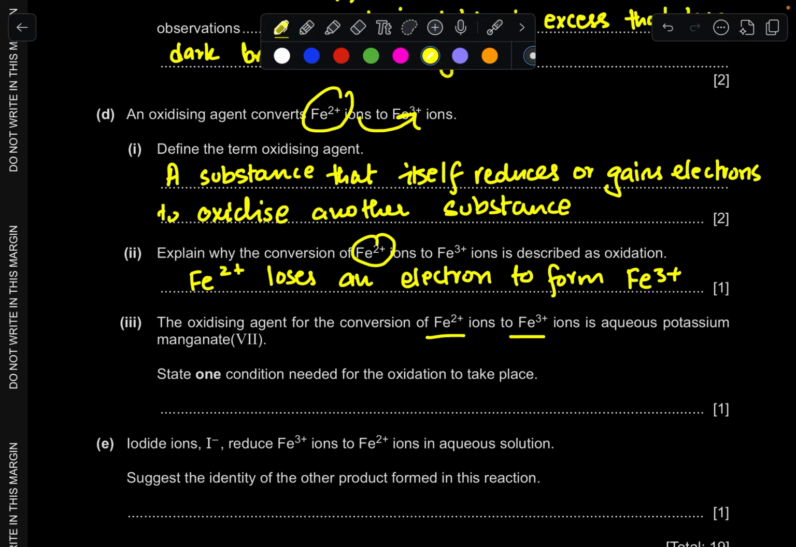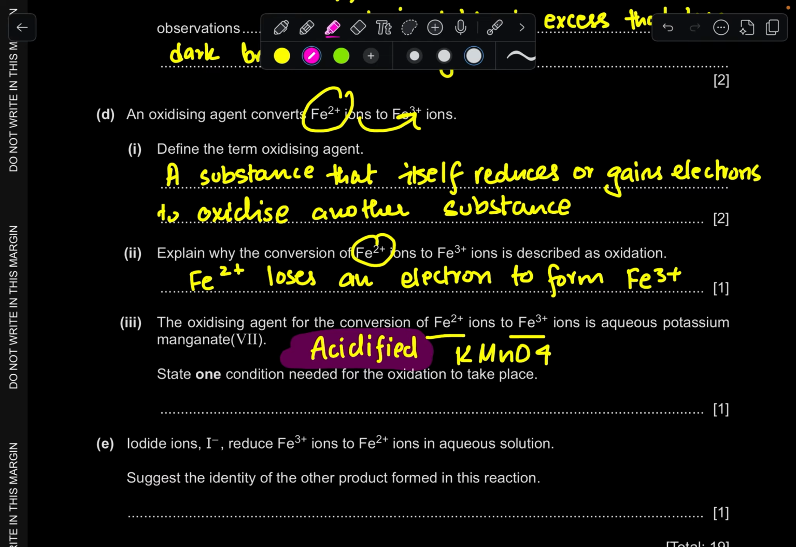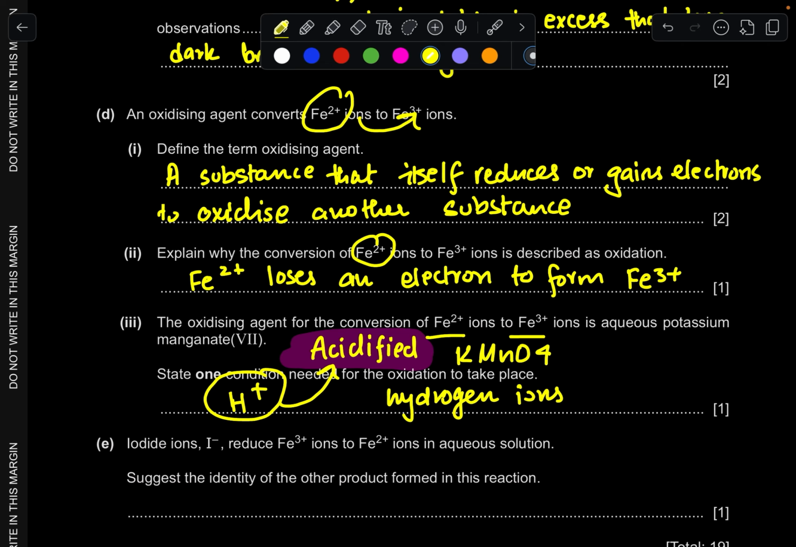Okay, so you should remember that we use acidified KMnO4. This word is very important, that we use acidified KMnO4, acidified aqueous. So the condition is you need H+ ions because you need acidified. So you're going to write hydrogen ions, or protons, or H+, whatever.